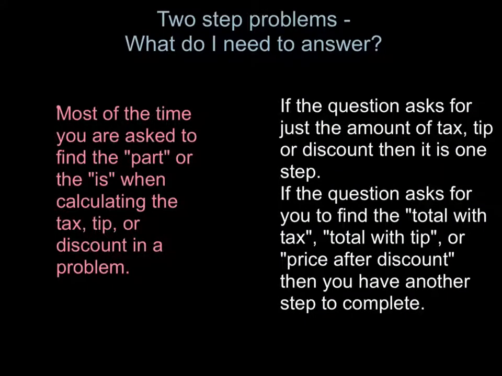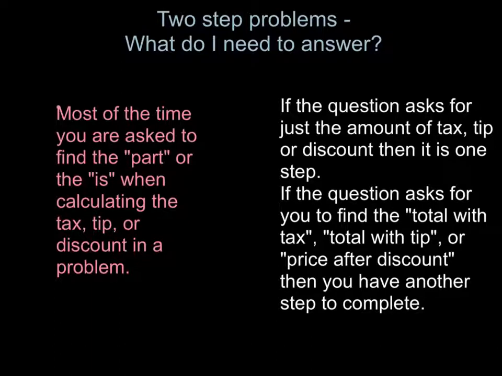So with two-step problems, some of us have made it through these with a little bit of ease, and others are a little bit confused as to what it means or what you need to do when you are asked to solve one of these problems. So over on the left-hand side in pink, it says most of the time you are asked to find the part, or the "is", when calculating the tip, tax, or discount in a problem.